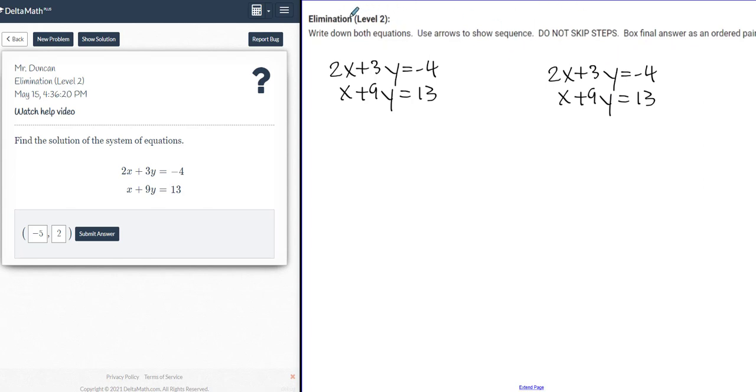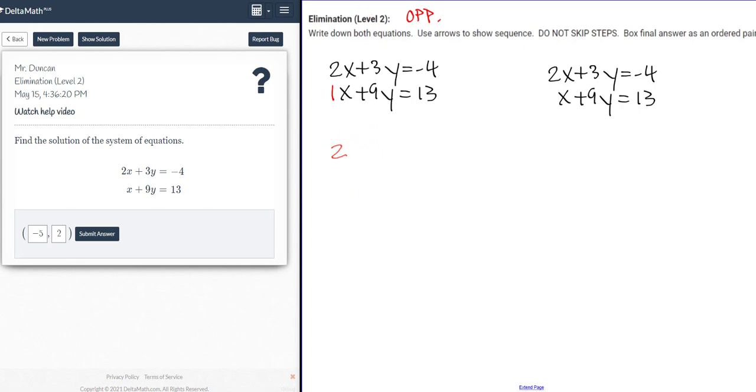Okay, so just remember, the goal of elimination is to get opposites. And when we have opposites, they're going to cancel. So this is a 2 and that's a 1, this is a 3 and that's a 9. So you have to ask yourself, do you want to try and cancel the x's or the y's? On the left, I'm going to show you a common number between 2 and 1. If you were to skip count by 2's and 1's, the next multiple of 1 would be 2. So 2 would be our goal in this.